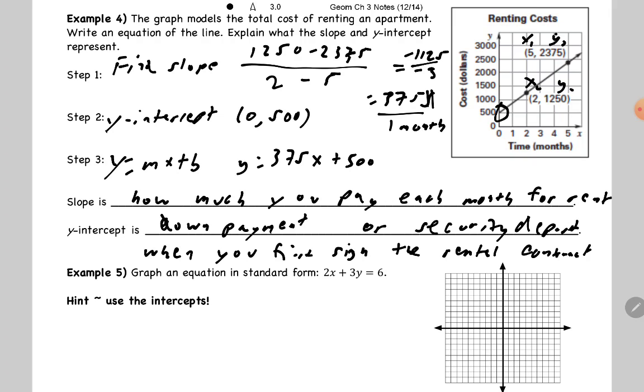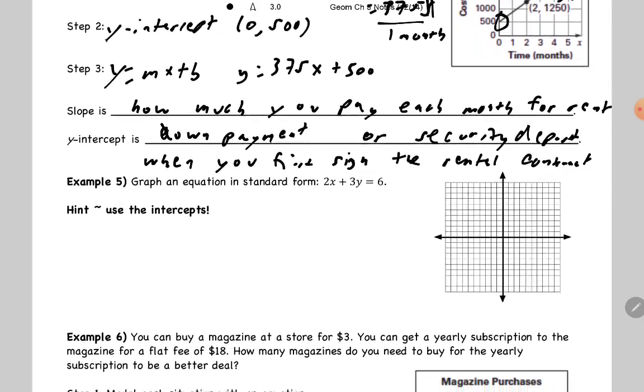Pay $500 down. Make sure they get their money's worth so you don't stay for a month and just dip out. And make sure you pay for the first month, basically. And then make sure you don't wreck the place.